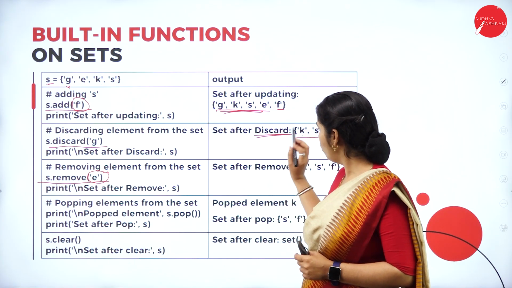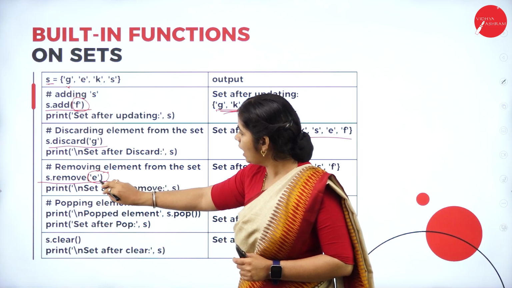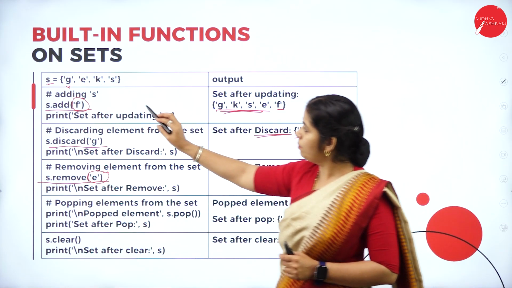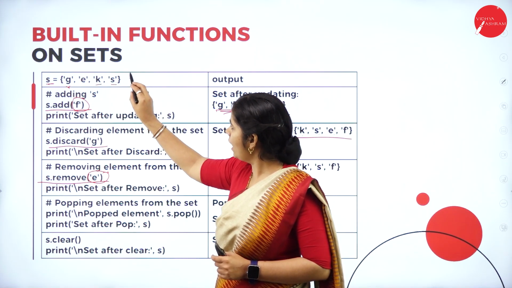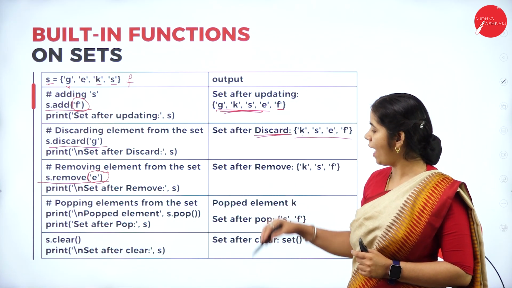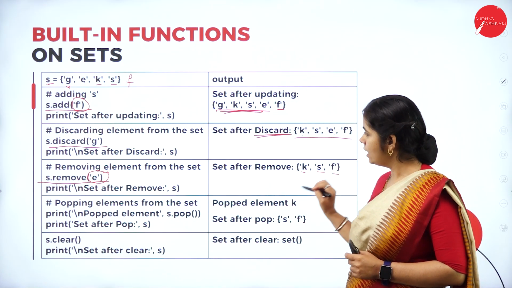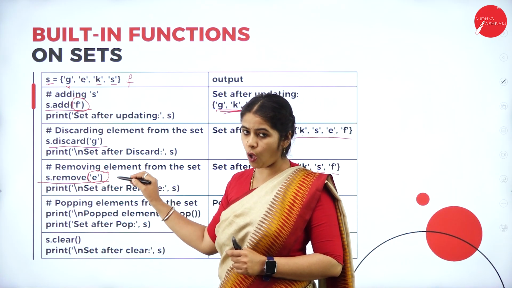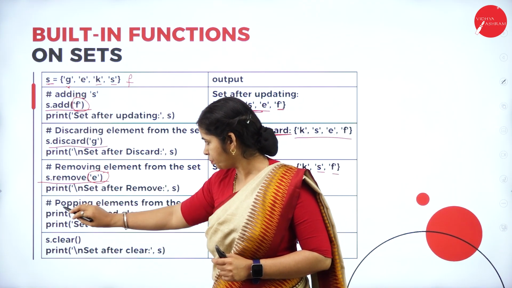We have already removed G. Now we are removing E. What are the remaining elements I have? K, S and F. As we have added F to the set, we will have 3 elements, K, S and F. That is the function of remove.